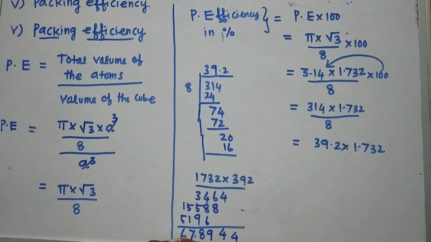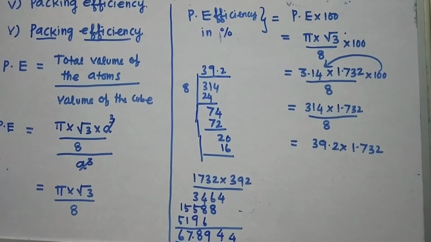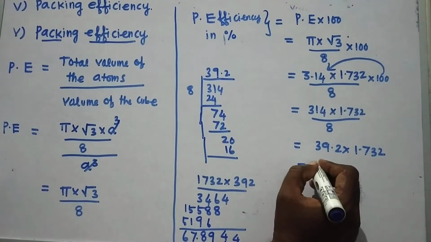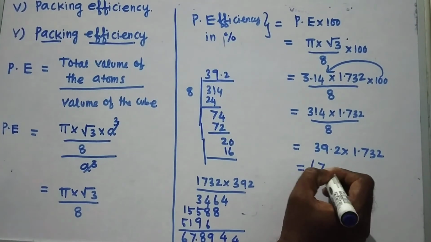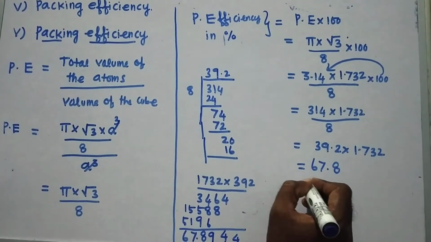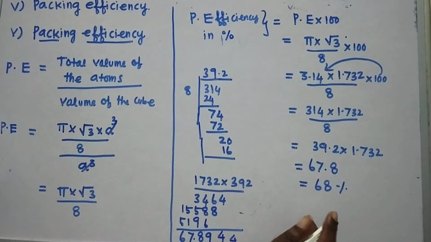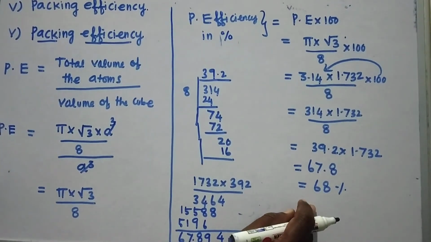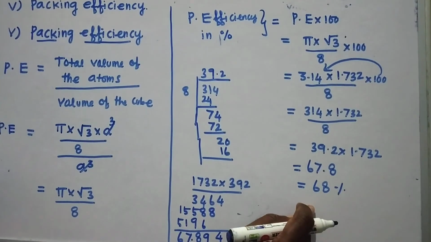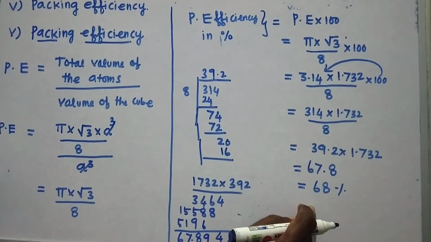Okay, 67.8, nearly it is equal to 68%. So this is the packing efficiency of the atoms in the body centered cubic structure.